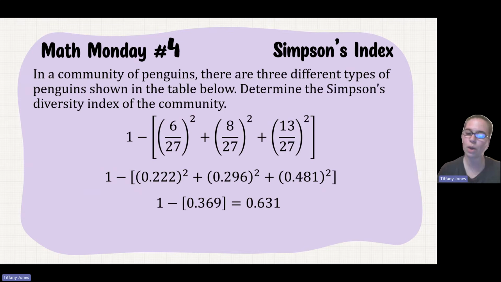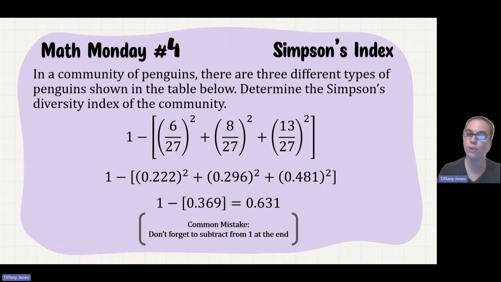Okay, so if we go ahead and square those and then we add them together, I get 0.369. And so the last step is going to be 1 minus that value, which tends to be a common mistake. A lot of students forget to do the 1 minus. Like you've done all this work to do the summation that you just forget the last step, which is 1 minus. So you subtract it, and then your Simpson's diversity index is going to be 0.631.